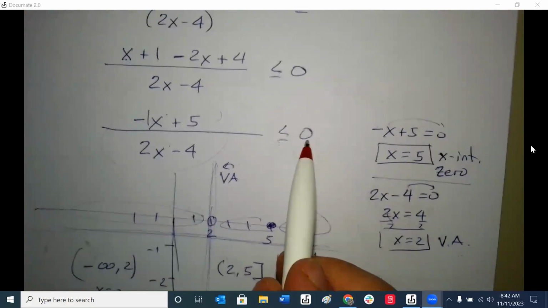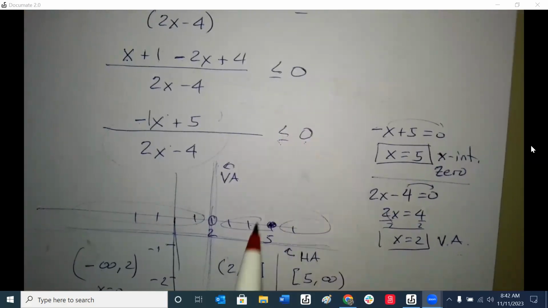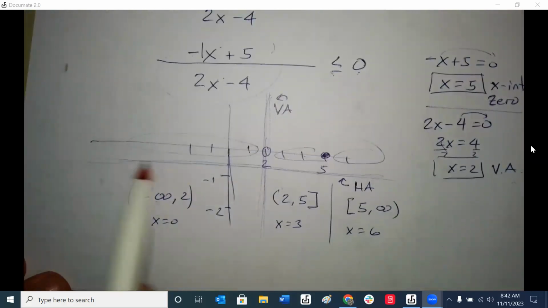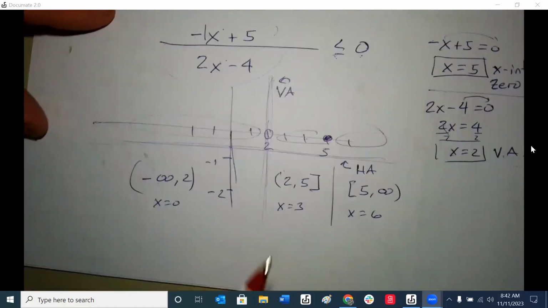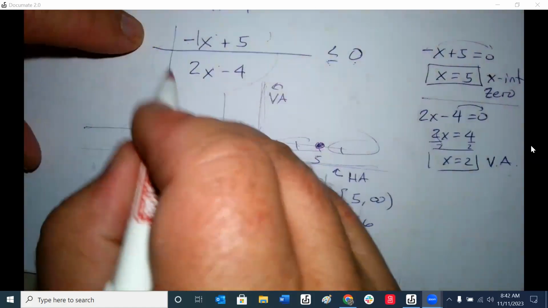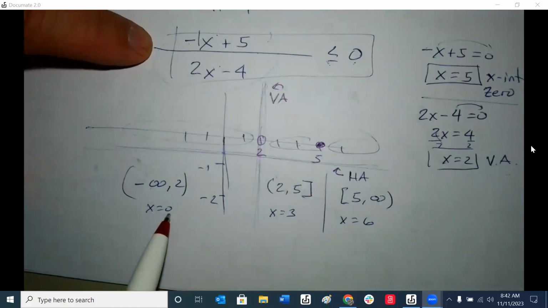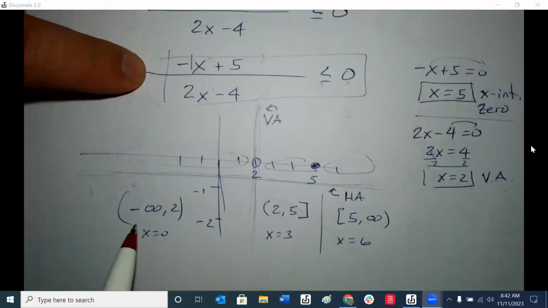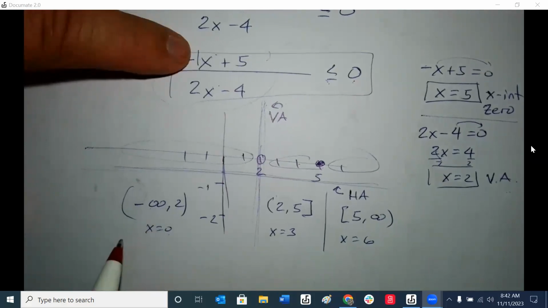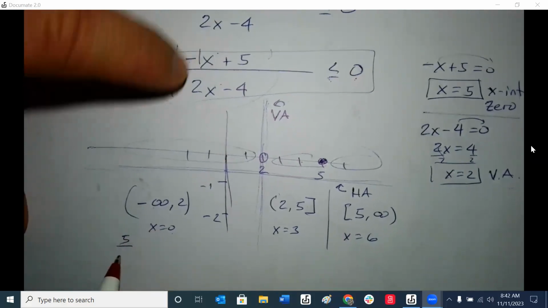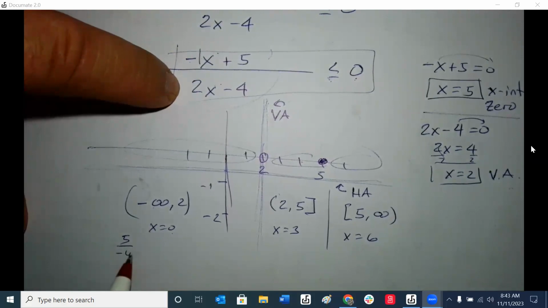Remember, I only want numbers that are negative. That's below the x-axis. I only want answers that are below this line here. And we're going to use this equation. So at 0, so we have 0 plus 5 is 5. 0 minus 4 is minus 4. That's less than 0.